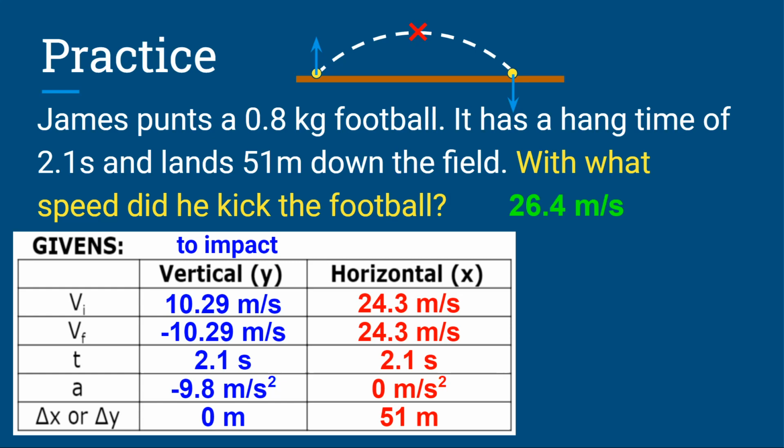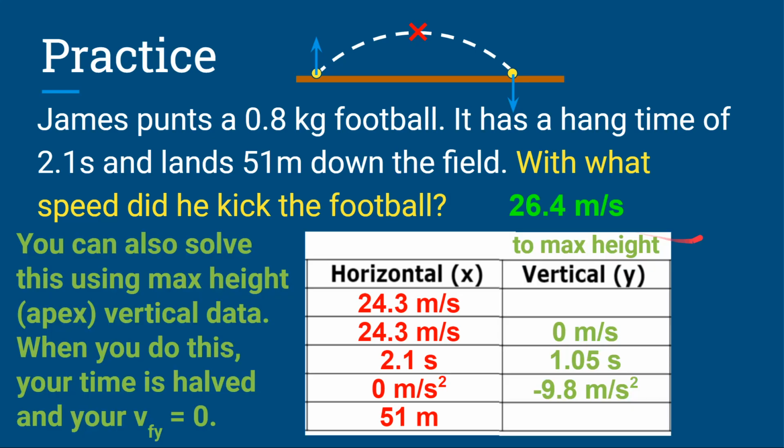Now, I told you a moment ago that I could have instead analyzed my data to this point. Had I done that, I would have said my final velocity was 0, but I also would have used a value of half the amount of time. But I could have solved for my initial velocity from that information here. And that's what I made a note of. You can also solve this using the max height or apex vertical data. When you do this, you have to use half the time, and your final velocity in the y direction is 0.